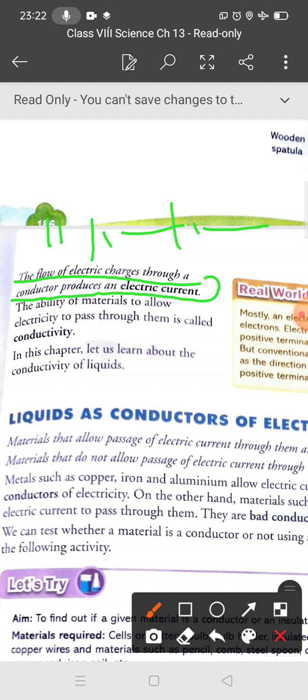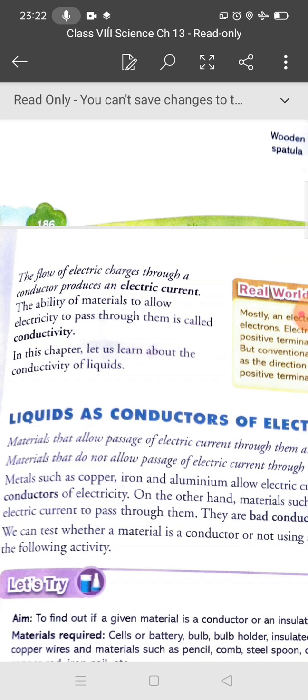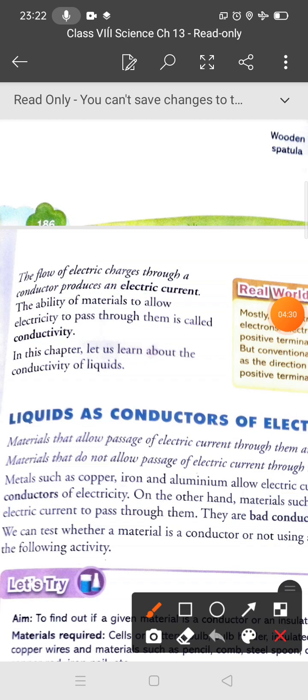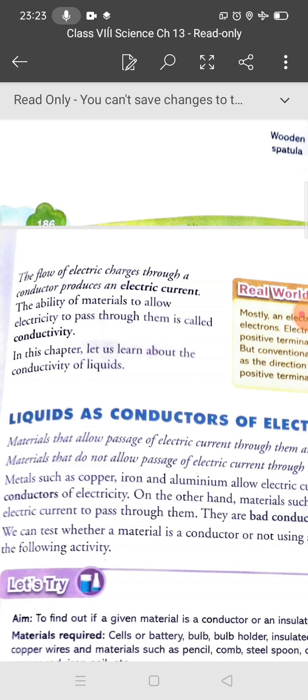And the ability of the material to allow electricity to pass through it is called conductivity. What do you mean by conductivity? The ability of the material to allow electricity to pass through it is called the conductivity. So students, in this chapter we will learn about the conductivity of the liquids.